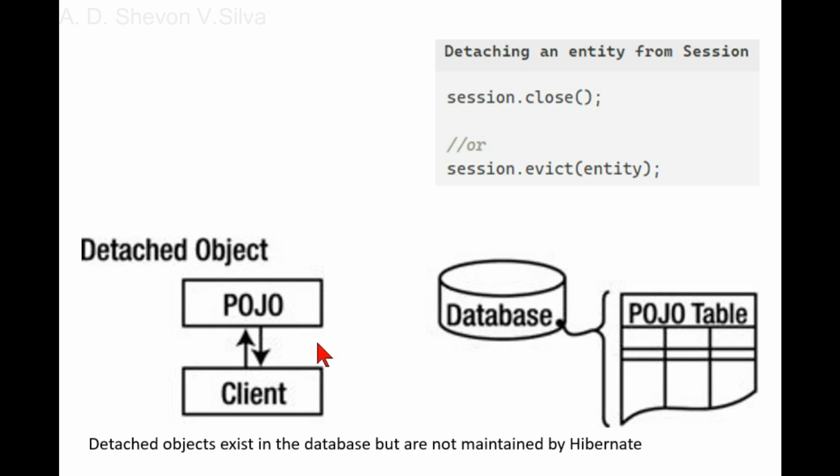A detached entity can be created by closing the session that it was associated with, or by evicting it from the session with a call to the session's evict method. Here you can see detaching an entity from session. Or here, this temporary separation of the entity and database is shown in this image here.